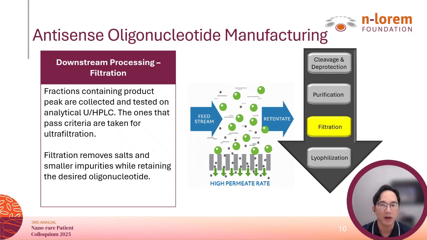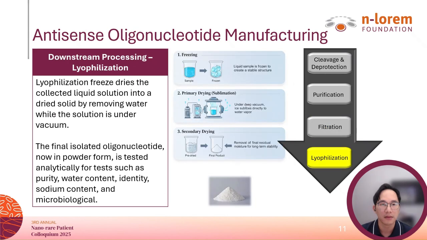Fractions containing product peak are collected and tested on analytical UHPLC. The ones that pass criteria are taken for ultrafiltration. Filtration removes salts and smaller impurities while retaining the desired oligonucleotide. Lyophilization freeze-dries the collected liquid solution into a dried solid by removing water while the solution is under vacuum. The final isolated oligonucleotide, now in a powdered form, is tested analytically for tests such as purity, water content, identity, sodium content, and microbial content. Once it passes all specifications, it is then stored as drug substance.